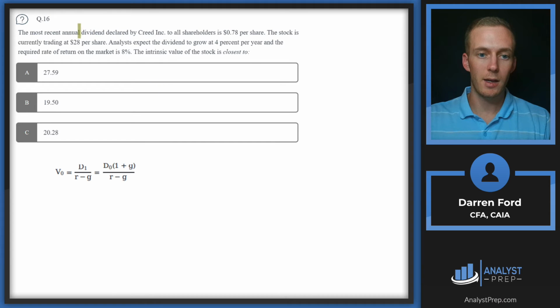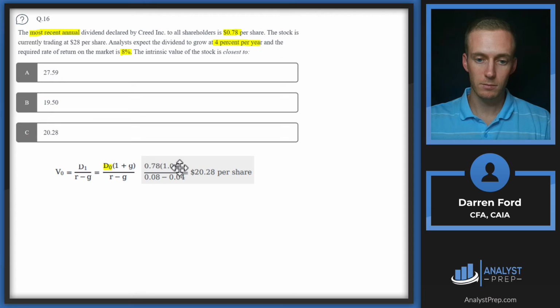Since it tells us the most recent annual dividend, I think we're looking at D0. That D0 variable is going to be the 0.78 per share. Then we need to multiply that by 1 plus 4% per year, which is the expected dividend growth. We multiply that out up top, and then divide by R minus G. Our R is that 8% required return, with G again as the 4% per year. We pull all that together, punch it into our calculator, and we get 20.28 per share. So we'll go with answer C.